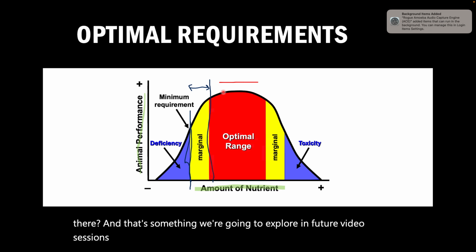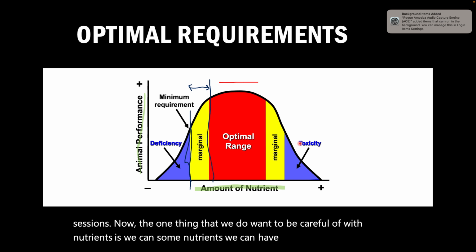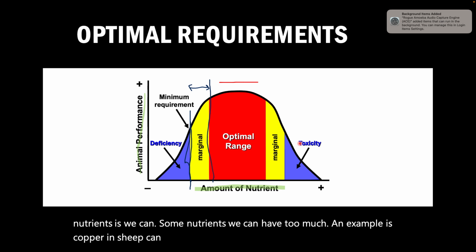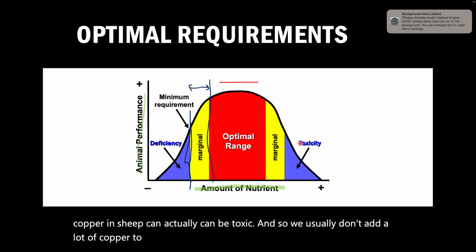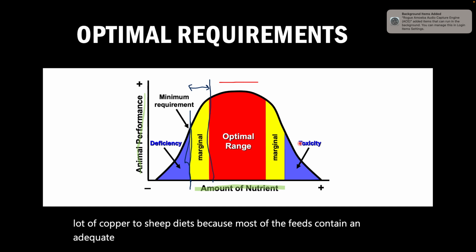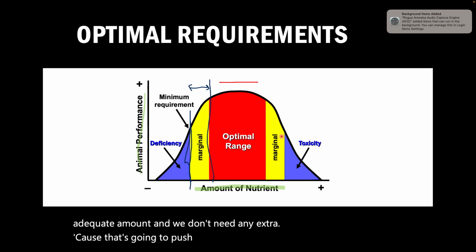Now, the one thing that we do want to be careful of with nutrients is that some nutrients we can have too much. An example is copper in sheep can be toxic. And so we usually don't add a lot of copper to sheep diets because most of the feeds contain an adequate amount and we don't need any extra, because that's going to push them beyond this upper marginal bracket and into toxicity.